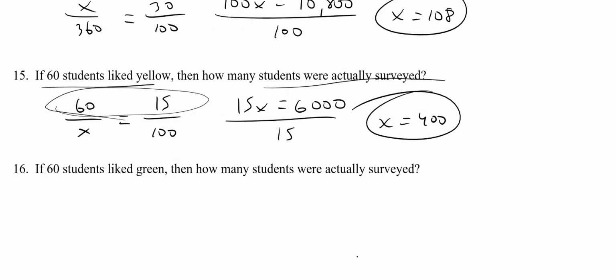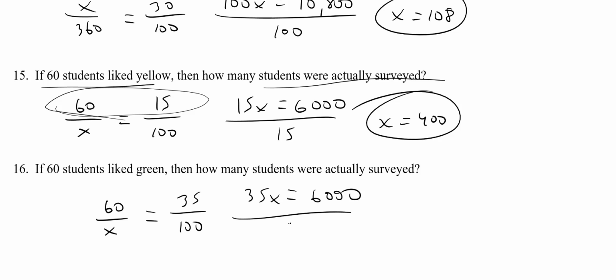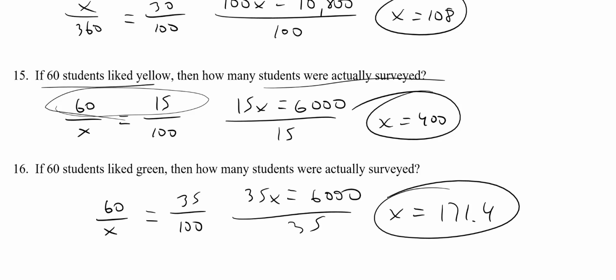Okay, and number 16, same idea. Green is the color again, so 35 over 100 for green. And it's asking you again how many are surveyed. 60 like green, and I'm looking for how many are surveyed. So we cross multiply, and 35x equals 6,000. Divide by 35, and so we get x equals 171.4. If you said 171, that's probably more accurate, because you can't have 0.4 people. It's pretty difficult.